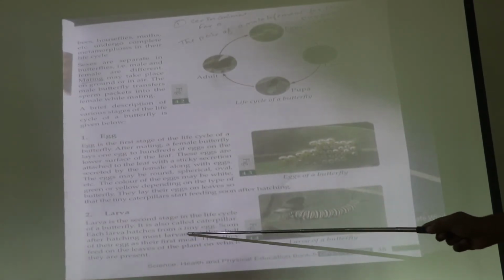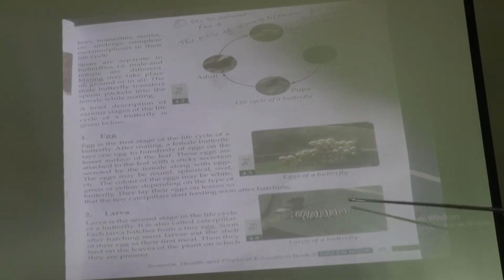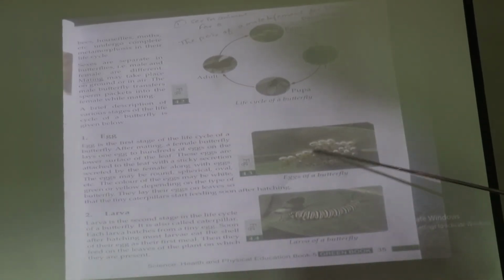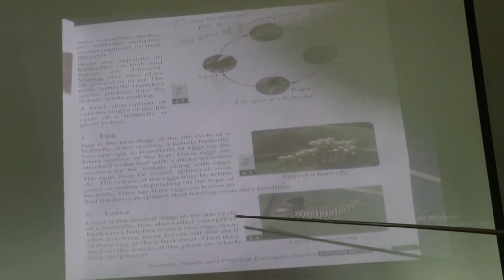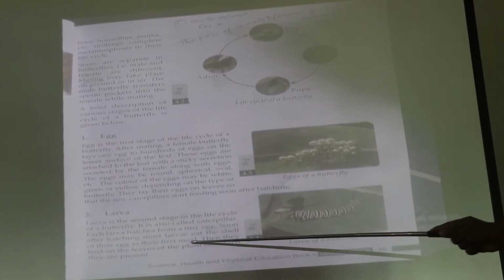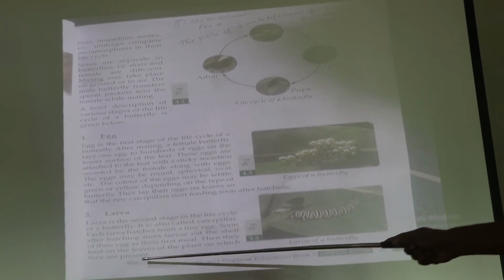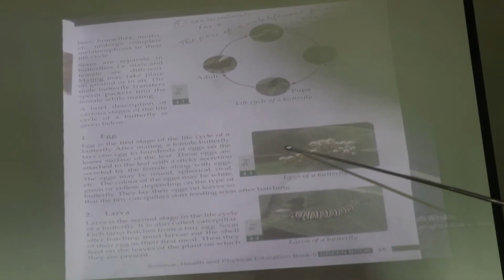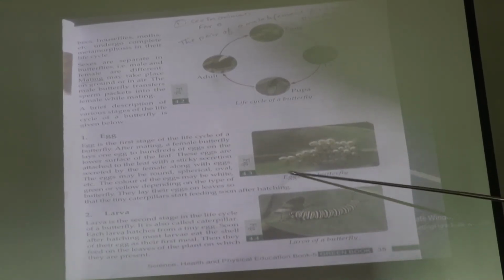Each larva hatches from a tiny egg. Soon after hatching, most larvae eat the shell of their eggs as their first meal.